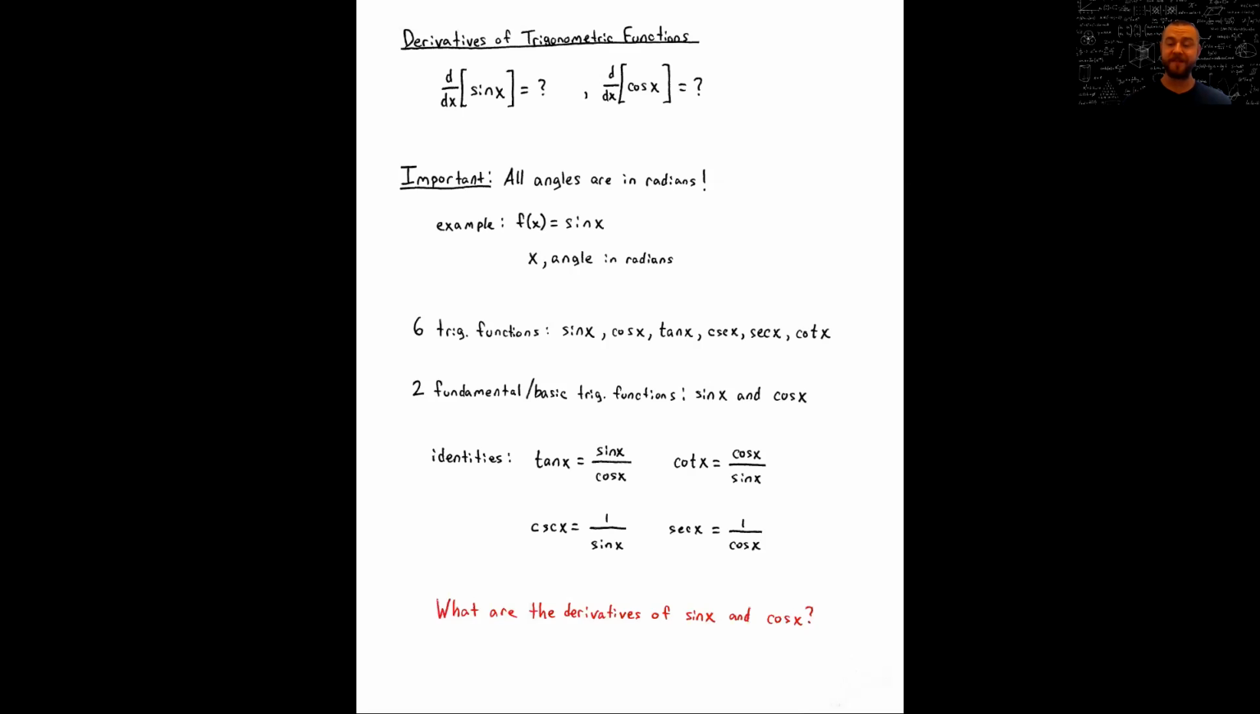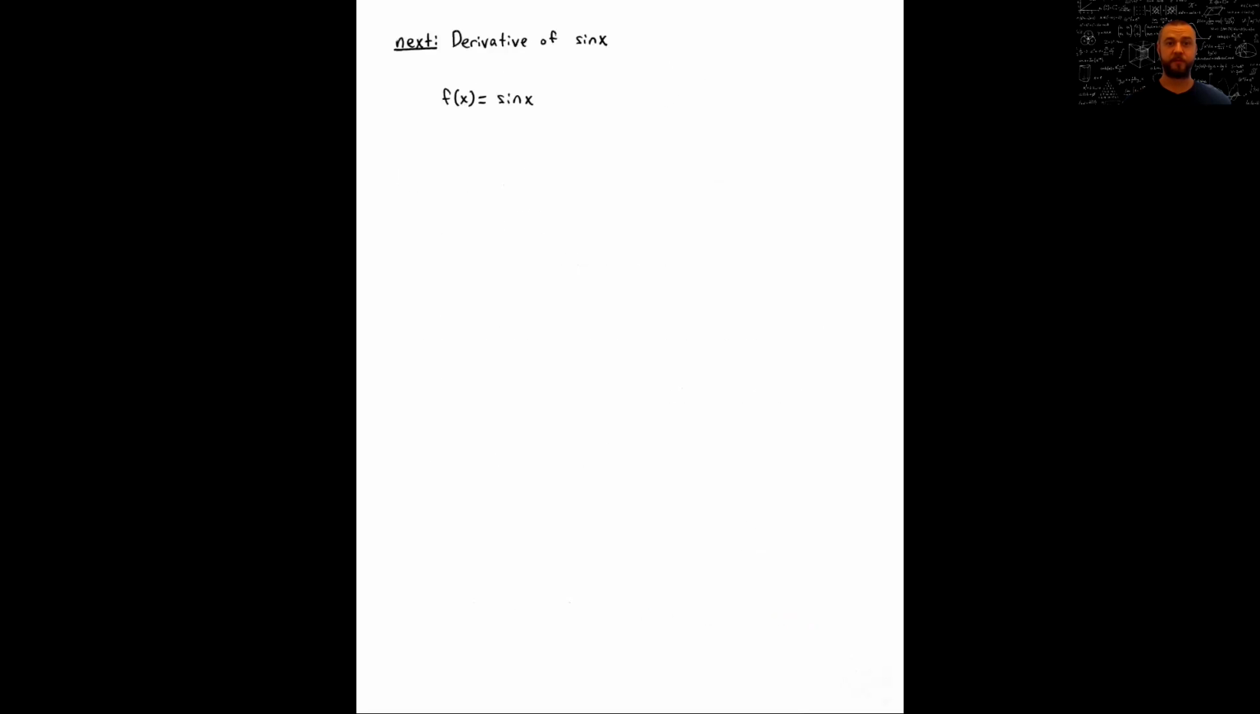Let's go ahead and get to the first function that we're going to find its derivative for. We're just going to start with sine of x as the function and ask, what is its derivative?